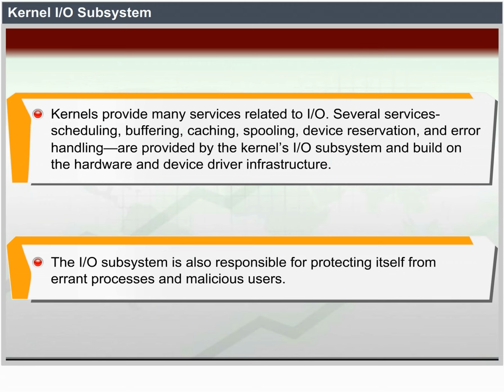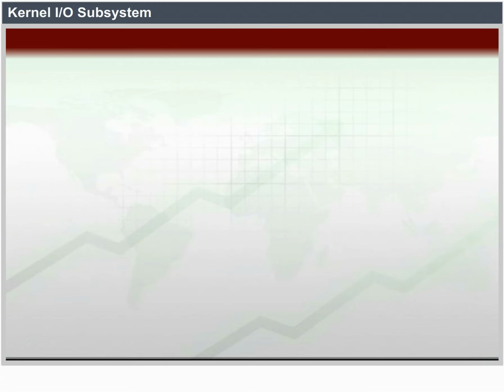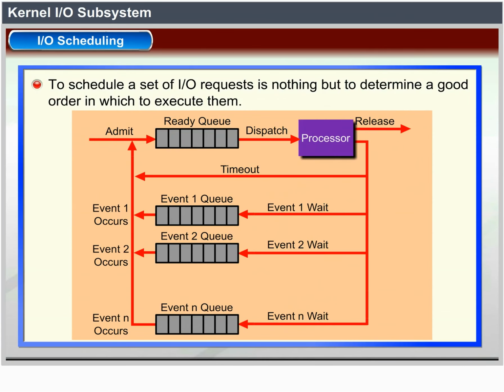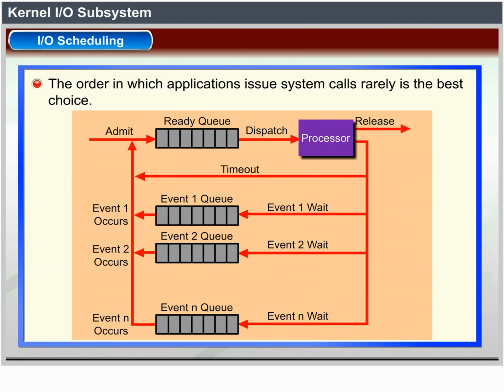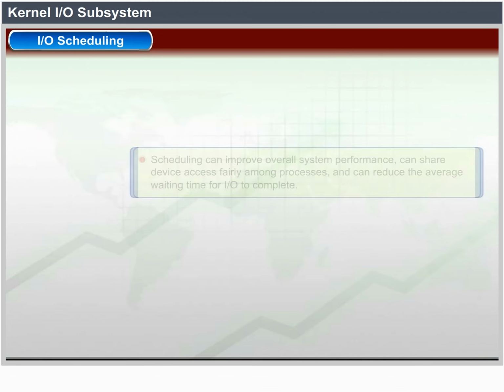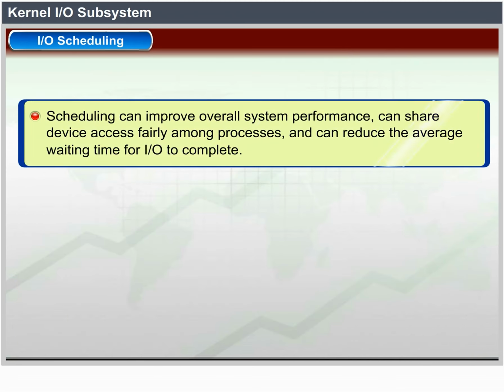Input-output scheduling. To schedule a set of input-output requests means to determine a good order in which to execute them. The order in which applications issue system calls rarely is the best choice. Scheduling can improve overall system performance, can share device access fairly among processes, and can reduce the average waiting time for input-output to complete. Here is a simple example to illustrate.